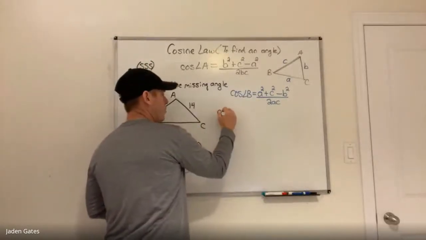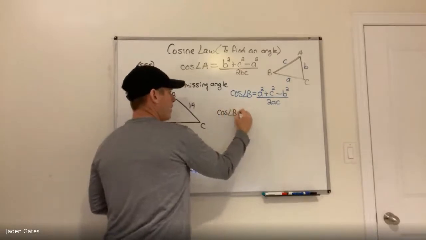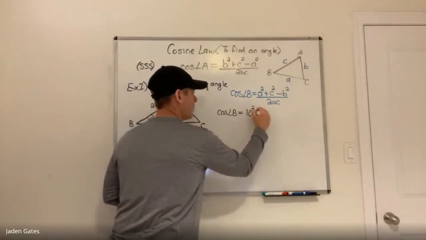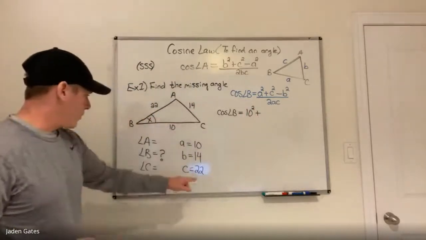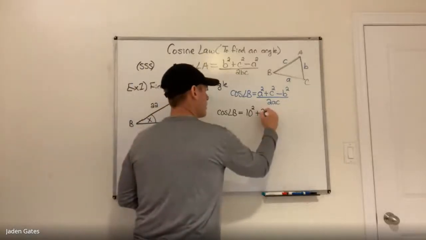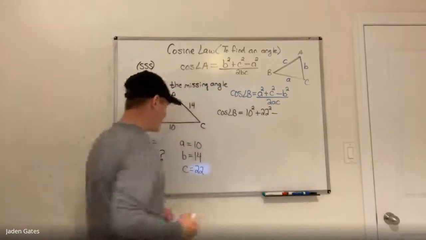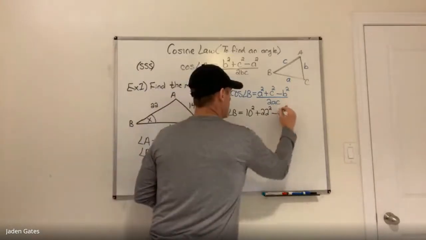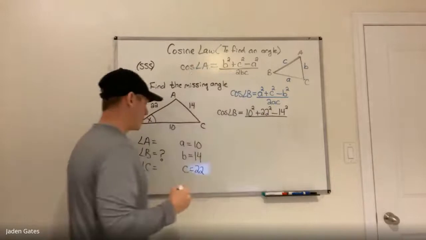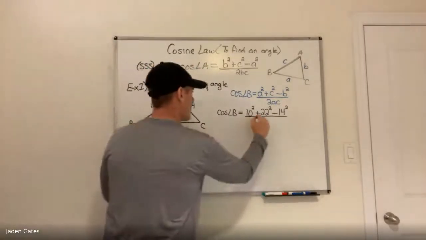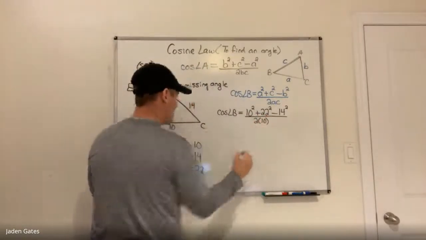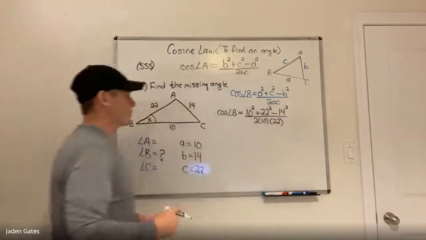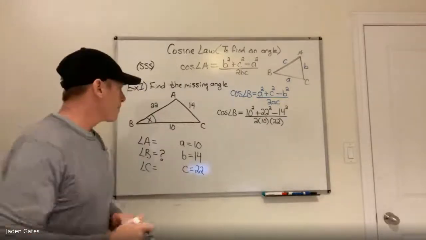All right, so we have cosine angle B. A squared, we have 10 squared. C squared, we have 22 squared. Minus B squared, so we're going to have minus 14 squared. All over 2 times A, so that's 2 times 10 times the C, which is the 22. There I've just substituted into the formula.